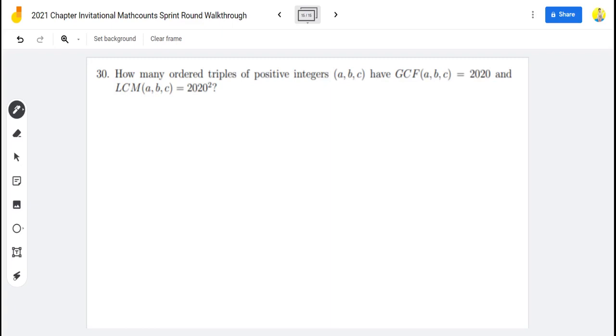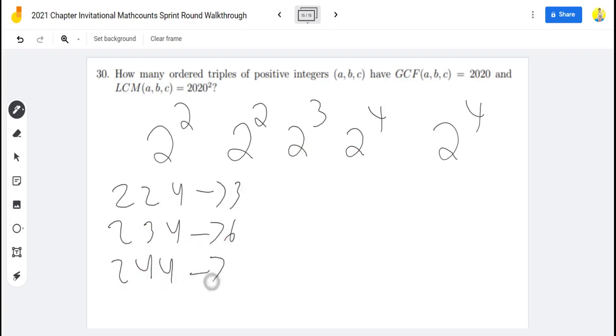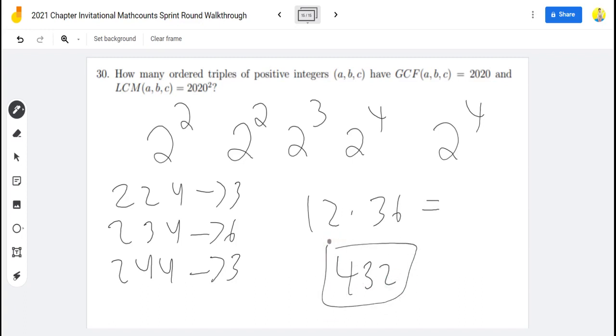For 2, it's a little more complicated. We see that one of them has to contain a factor of 2 squared, one of them has to contain a factor of 2 to the power of 4, and the other one has to contain either 2 to the power of 2, 2 to the power of 3, or 2 to the power of 4. So that'll be 2, 2, 4, 2, 3, 4, or 2, 4, 4. That'll just be 3, 6, and 3. And adding them together, we get that this is 12. And 12 times 36 is just 144 times 3, which is just 432. And 432 is our final answer.